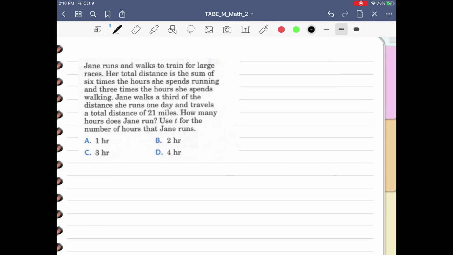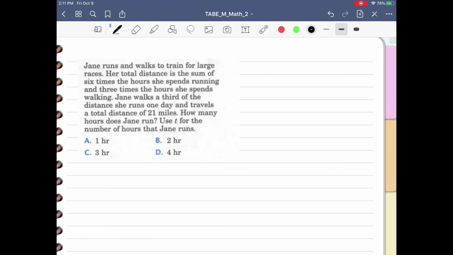And the last one, number 17. Jane runs and walks to train for large races. Her total distance is the sum of 6 times the hours she spends running and 3 times the hours she spends walking. Jane walks a third of the distance she runs one day and travels a total distance of 21 miles. How many hours does Jane run? Use T for the number of hours that Jane runs. What a problem.